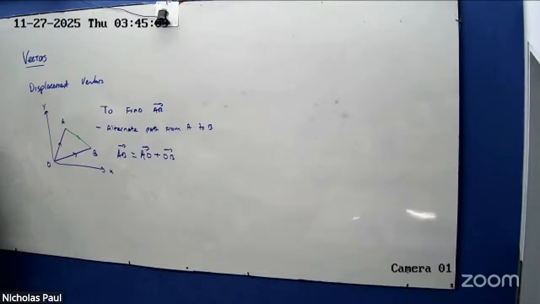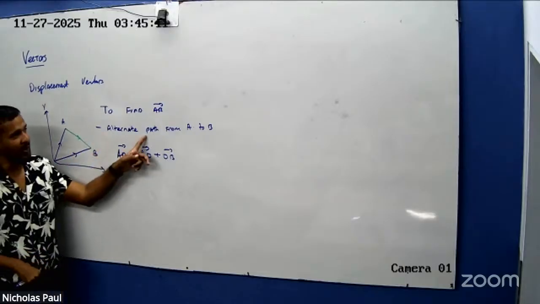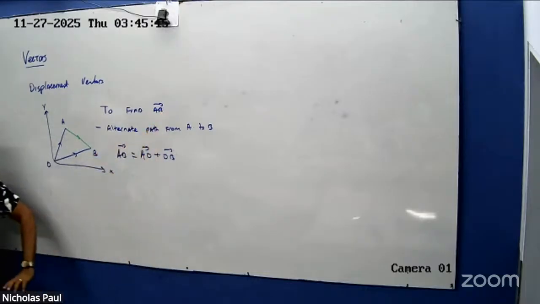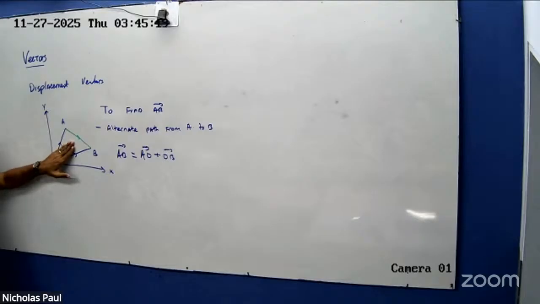That's okay? So you're just finding an alternate path from the first letter to the second letter. As I said, it works in any shape. But 99% of the time, the shapes that we have are triangles. All right?